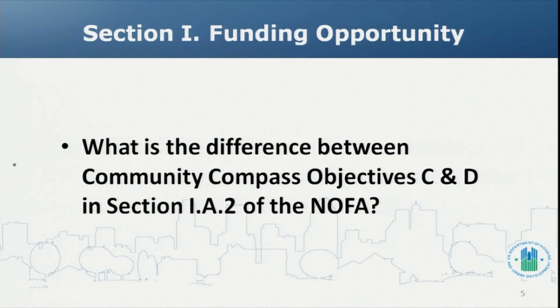Ken, what is the difference between Community Compass Objectives C and D in Section 1A2 of the NOFA? Well, Pam, the objectives are related, but require a slightly different technical assistance approach or scope. Objective D may focus on improving one or more specific areas of deficiency and building capacity for long-term improvement in PHAs and also in Native American housing. Objective D determines sources of the PHA issues and creates a plan to ensure the operations and finances become more viable in the long term.